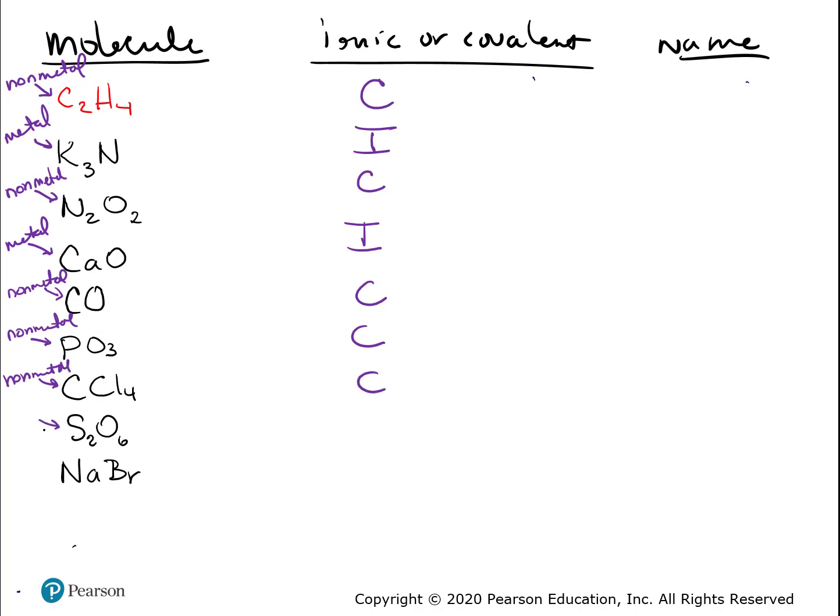S2O6? Covalent. I was just trying not to trick you into getting every other. And then the last one, NaBr. Ionic, because see, this one's a metal. That's ionic. So you can see that's really the simplest way. Just go along. Doesn't matter if I gave you the name or the formula.